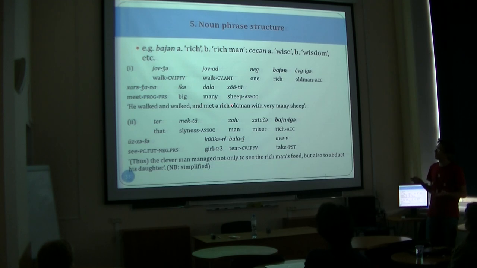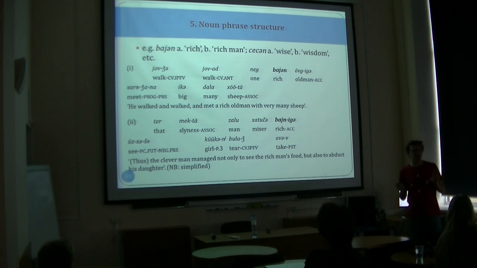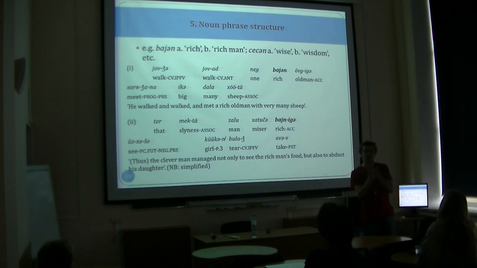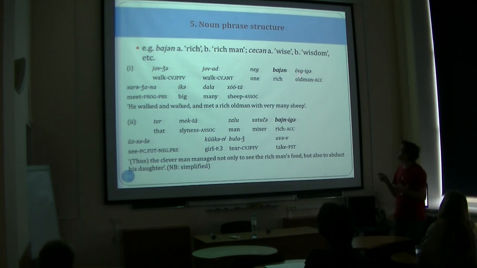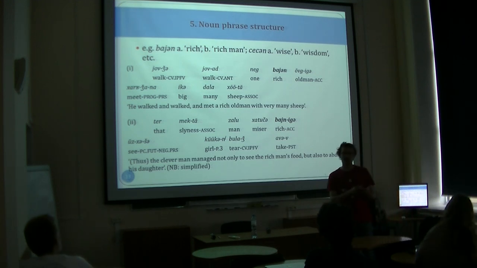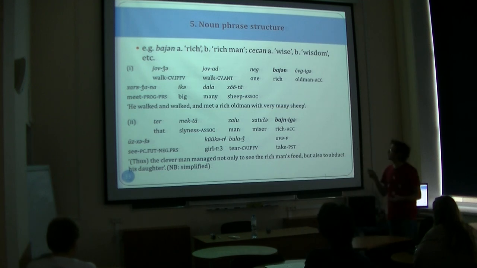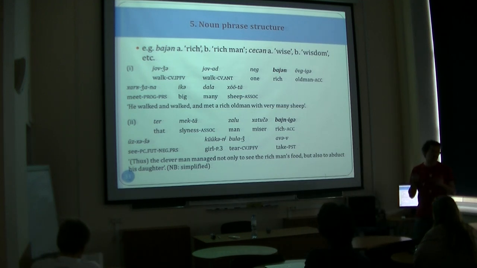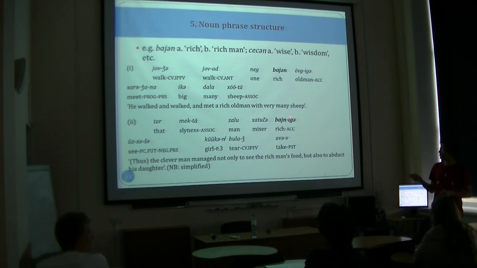So for example, he walked and walked and met a rich old man, bayin ugege. So this one is a modifier, and this one functions as the head. So the case marker is here, and it's not present here. I'm not 100% sure, but I think that it's theoretically possible to flip them around, to use the word which expresses the idea of age and sex as a modifier, and the word which expresses the idea of richness as the head noun. At least the same word here is used as the head noun, and it's used with the accusative marker.